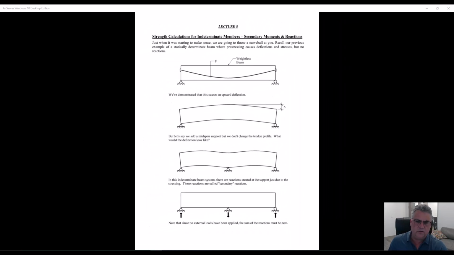Now, rumor has it that nobody had ever considered this before, and somebody at some time in history built a test situation in a lab at a university that had a couple spans. They stressed the beam, and apparently the beam ripped itself right out of the interior support. And it occurred to them there must be some reactions happening. So I don't know if any of that's true, but it makes for good stories.